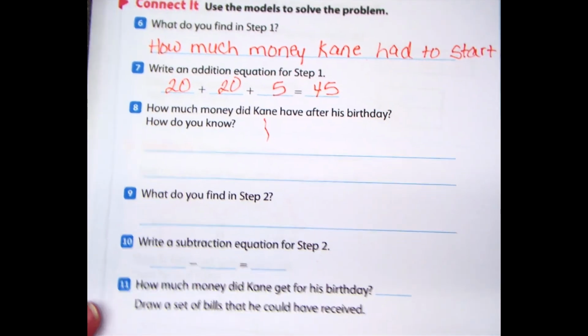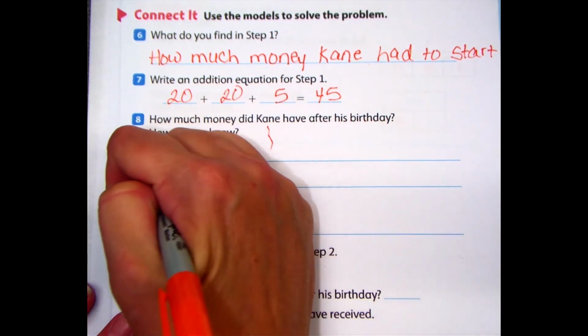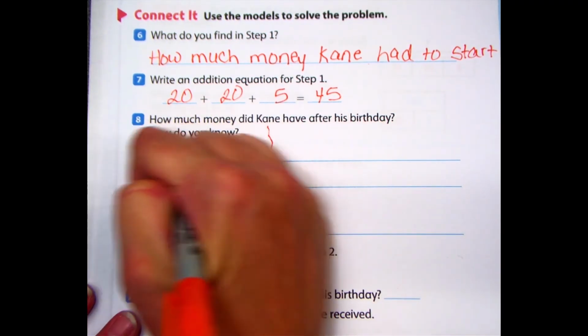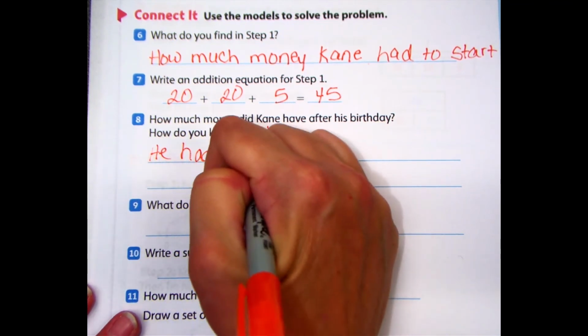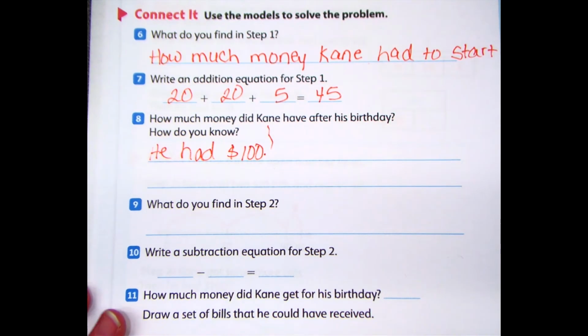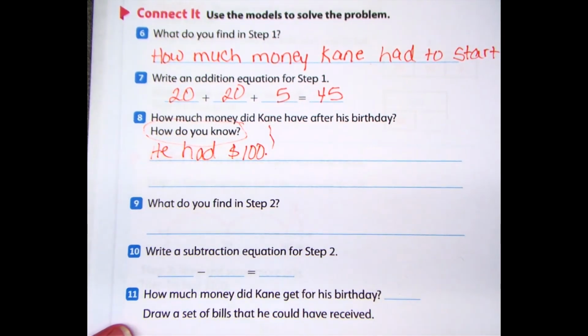Okay? So we solved step 1 of the problem. 8, how much money did Cain have after his birthday? Now we got to solve. Okay? So after his birthday, he had 100. Now we can't just stop there. We have to tell, how do we know?